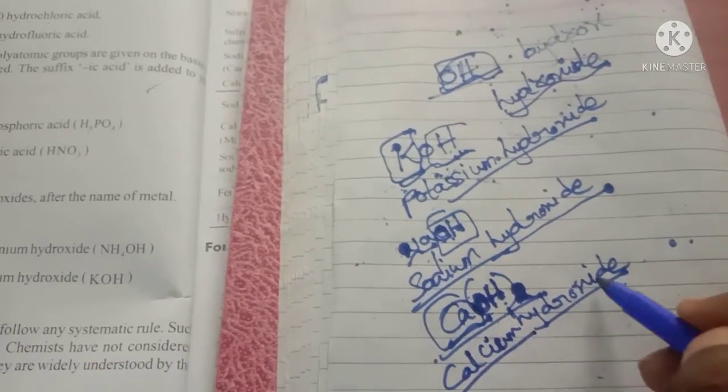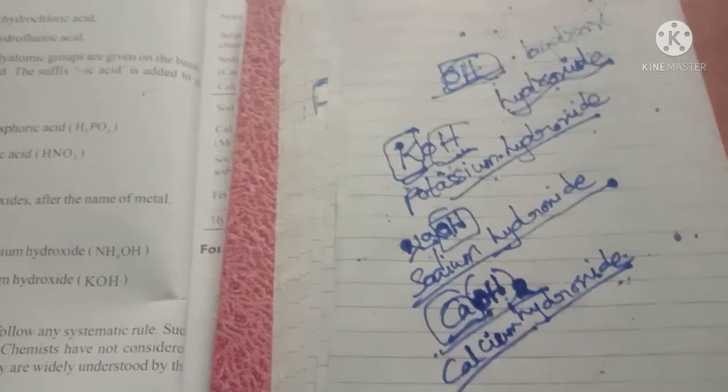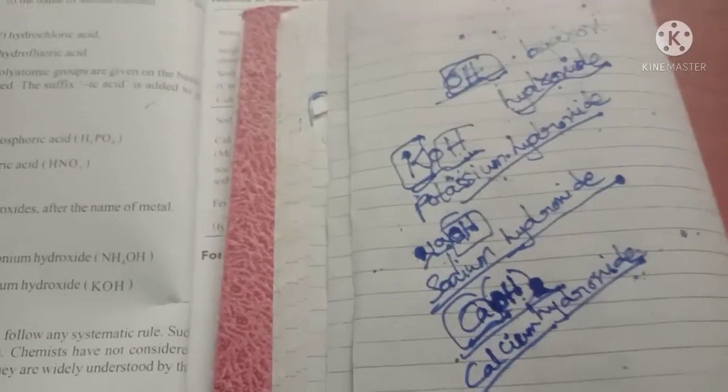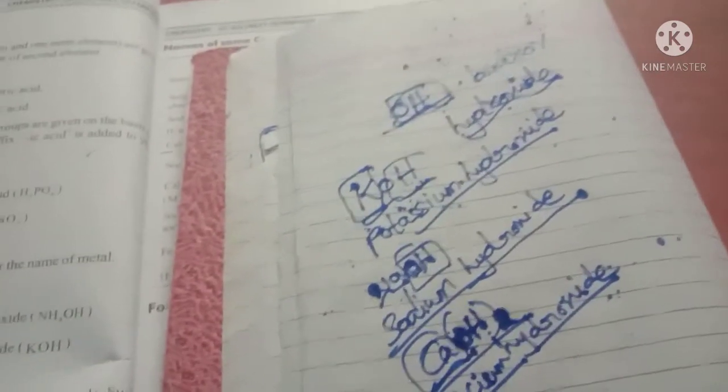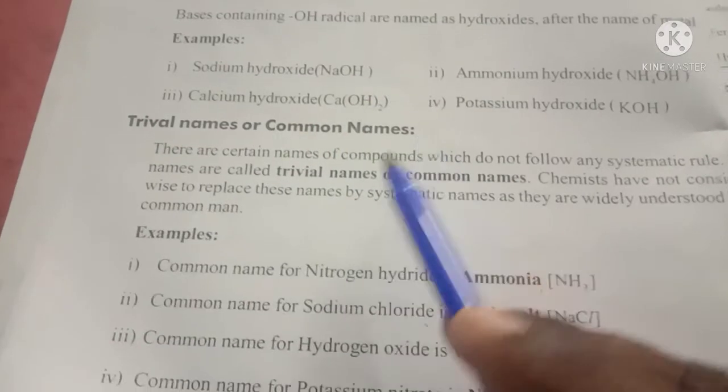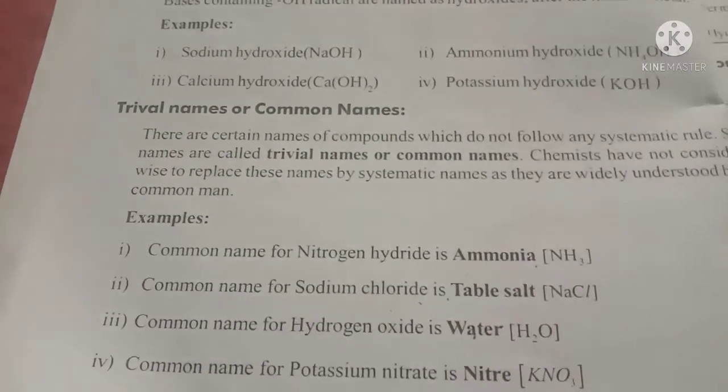Okay, calcium hydroxide. Like this you will write the names of the bases. Not only bases, children, we have some common names for some element combinations. See here, tribal names or common names. Some common names are there.